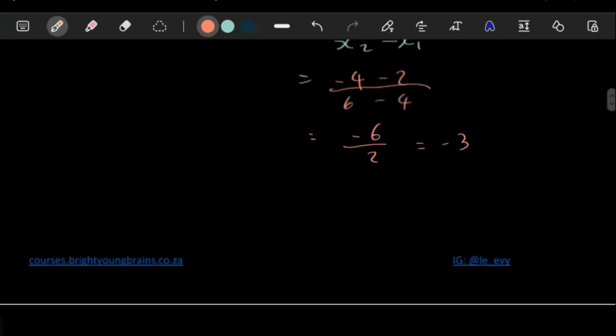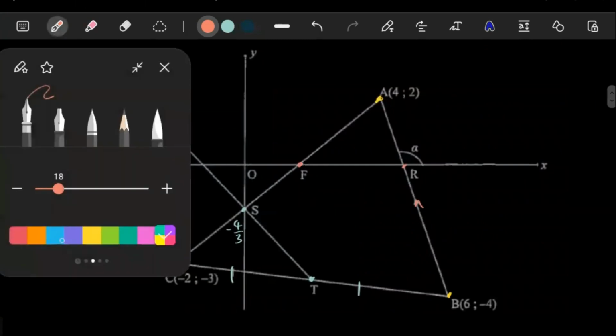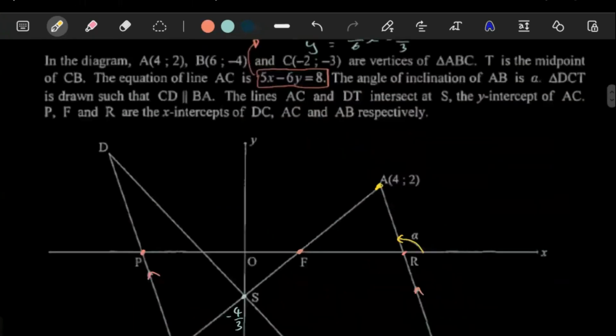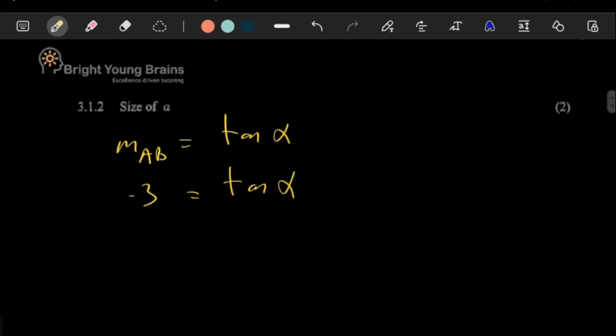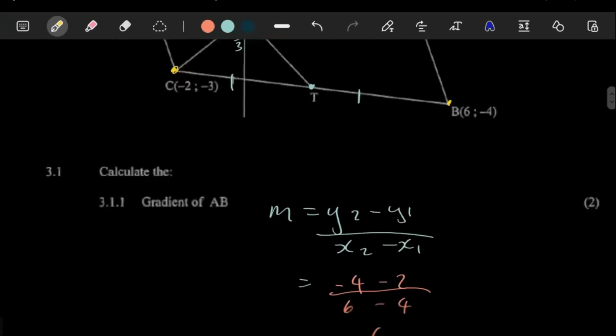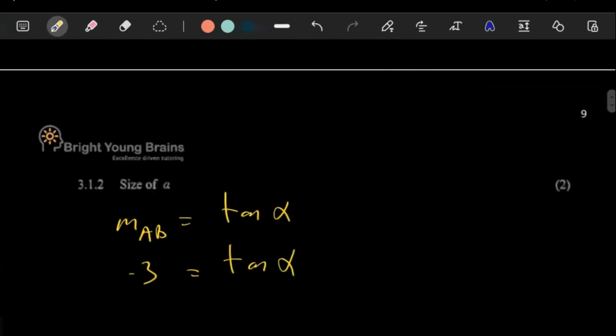They're asking for the size of this angle, you can see it's a standard question. We can get this angle by working out the angle of inclination using the gradient of AB. Remember, the gradient of AB will always be equal to tan of the angle. So this is negative 3 equals tan theta. And then you may be thinking to yourself, really? But we have gotten the gradient of AB. They said we should calculate the size of theta.